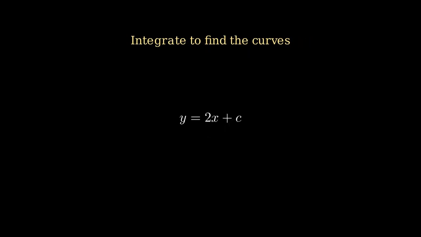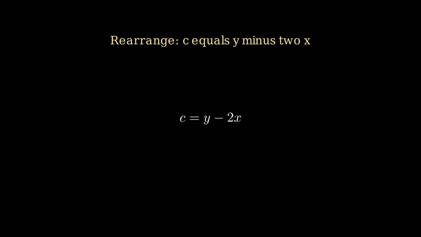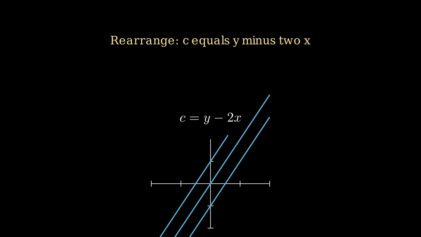This is now an ordinary differential equation, and we can solve it directly by integrating. Integrating gives us y equals 2x plus some constant number, which we will call c. This tells us that each characteristic curve is a straight line of slope 2, and different values of the constant c give different parallel lines. Rearranging this equation, we can also write the constant as c equals y minus 2x. This quantity, y minus 2x, stays the same value along any one characteristic line.